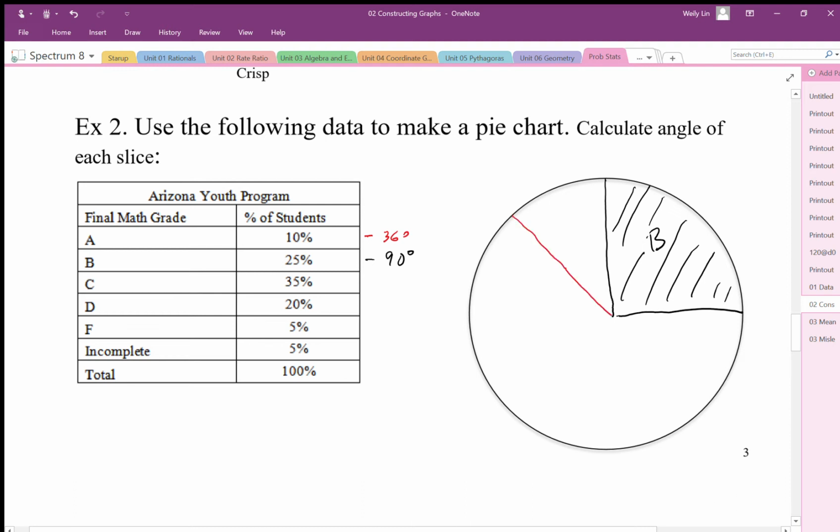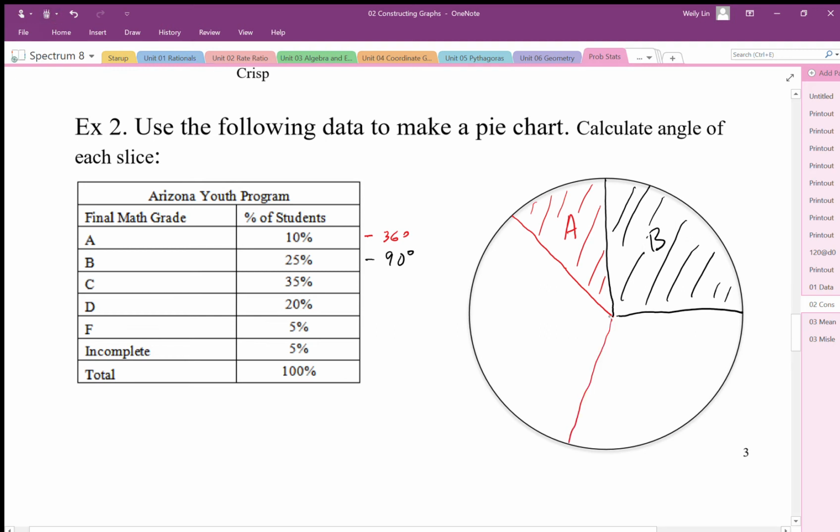Now I'm not going to measure it exactly, but I know that 45 is half of the 90. So that's a little bit less than half. Okay, so we have 35%. So 35% of 360 degrees, we're looking at 126 degrees. So let's see here. 126 degrees is probably right about, I would say, right about here.